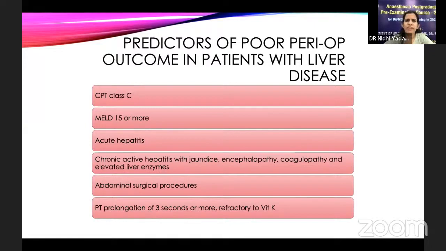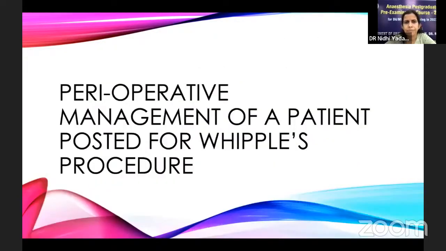Predictors of poor perioperative outcome in a patient with liver disease are Child-Pugh class C, MELD score of 15 or more, acute hepatitis, chronic active hepatitis, abdominal surgical procedures, and PT prolongation of 3 seconds or more.